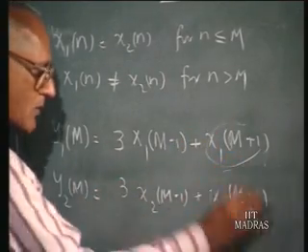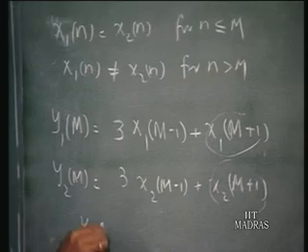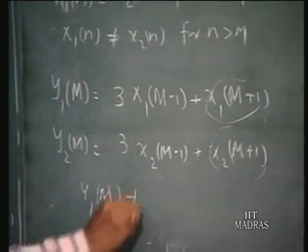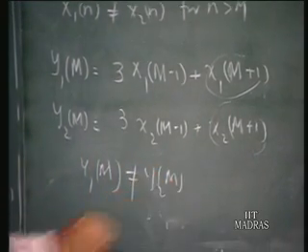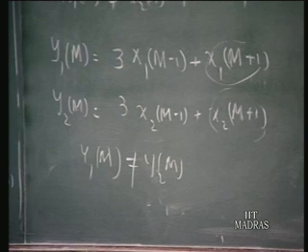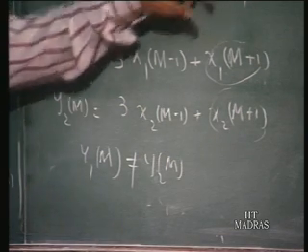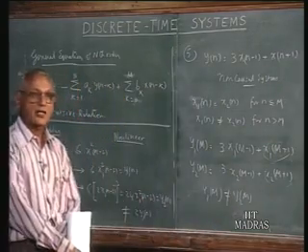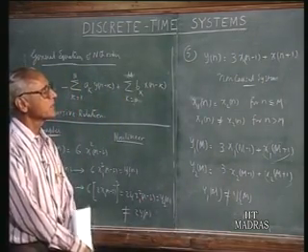This and this may not be equal. So y1 of m, there is no guarantee, is not equal to y2 of m. Therefore, even though the inputs have remained the same up to the mth sampling instant, the outputs are not equal. Therefore, this is not a causal system.